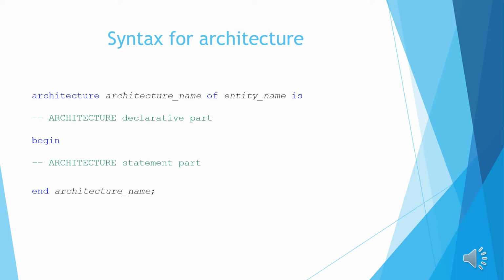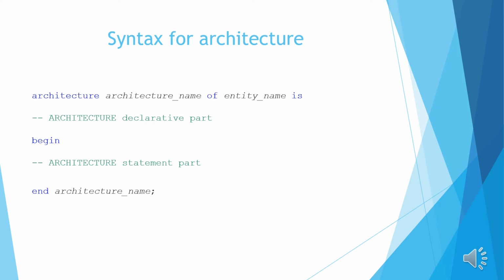Syntax is architecture, architecture name. Here you can assign any name, but the name must start with an alphabet. Then comes the entity name, the entity for which we are writing the architecture. For a single entity, we can write multiple architectures.